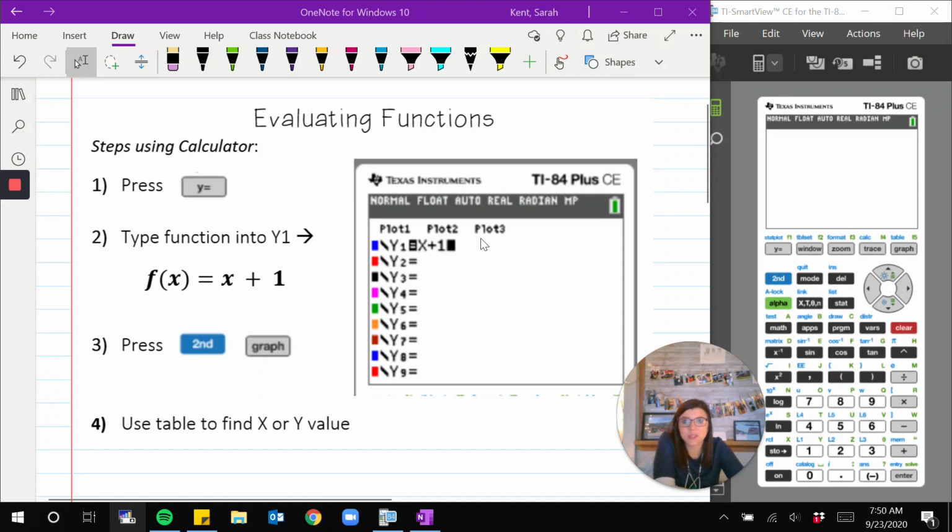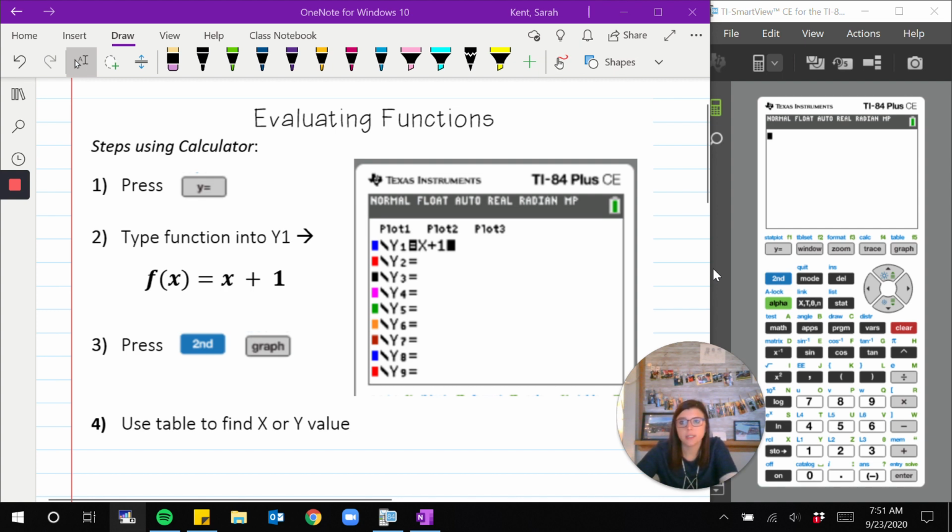In these notes, we are going to be looking at evaluating functions. So this is taking an equation, putting in a number, and getting out an answer. We're going to be able to use our calculator to help us with this. So here are the steps that we are going to be going through.